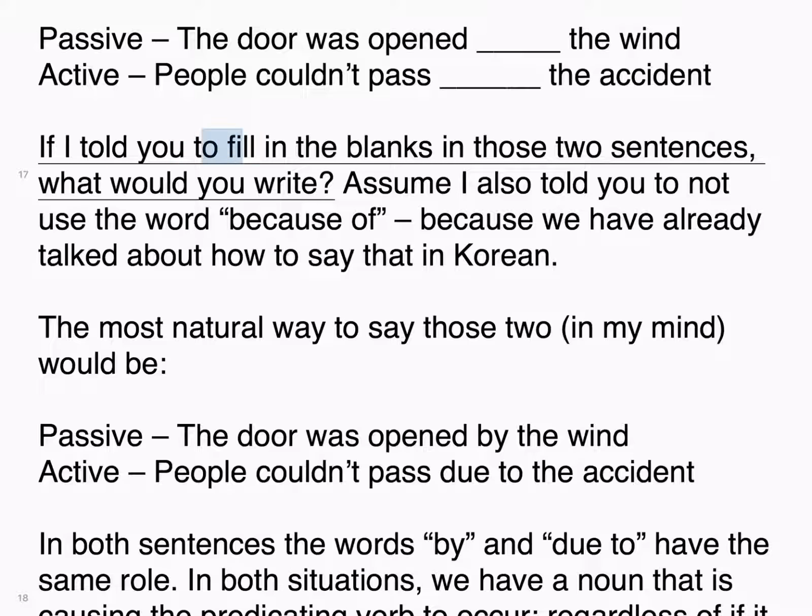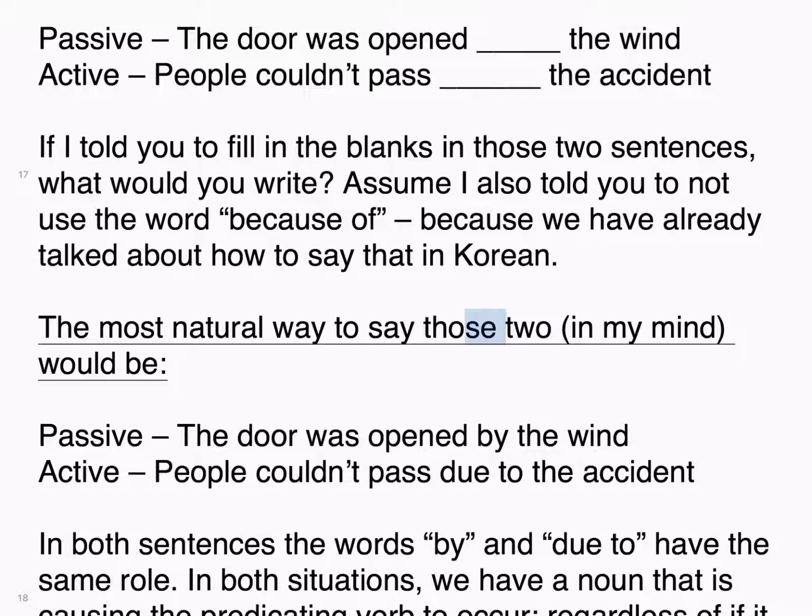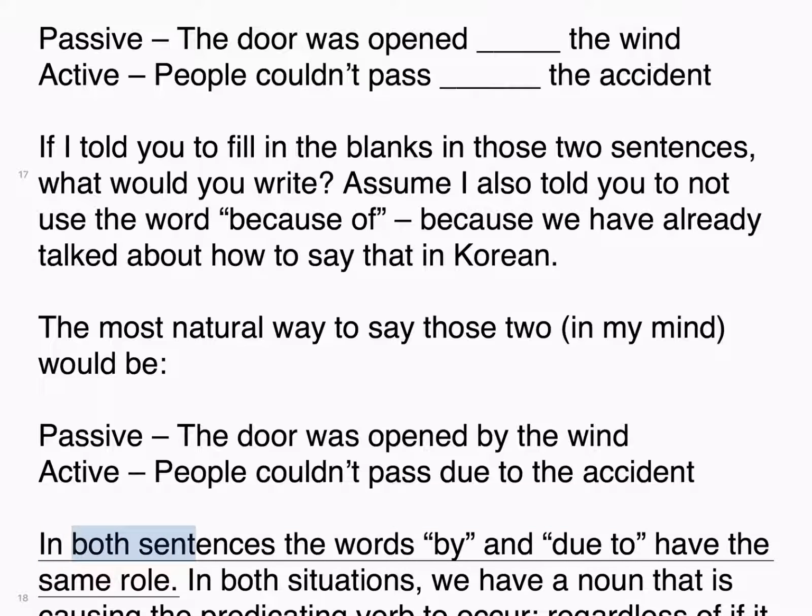If I told you to fill in the blanks in those two sentences, what would you write? Assume I also told you to not use the word because, since we have already talked about how to say that in Korean. The most natural way to say those two, in my mind, would be: passive, the door was opened by the wind; active, people couldn't pass due to the accident. In both sentences the words by and due to have the same role.